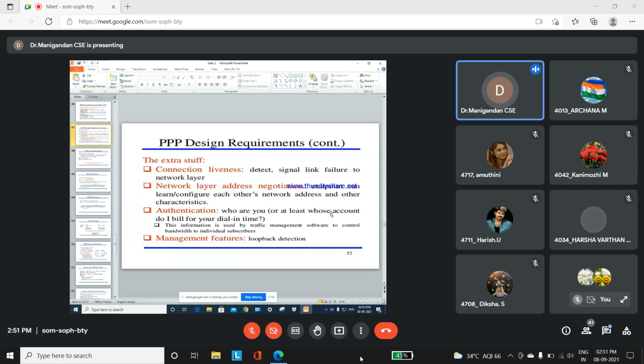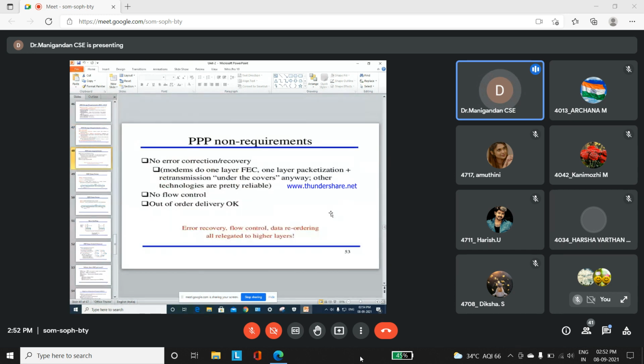Management features include loop back detection. What does that mean? Once your connection is established based upon usage, for 1 or 2 months, if due to some situation they cannot use the internet service, they can disconnect the network for some period of time. After that period, he or she can renew the network. That is a management feature. Loop back detection means if an error has occurred, for example a payment failure where they cannot pay, the internet connection will be detected and the data will be directed with the help of the previous features.